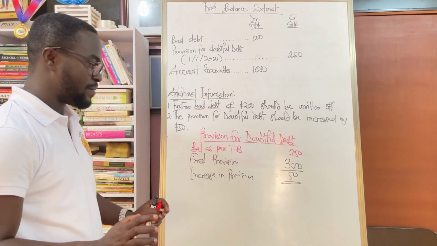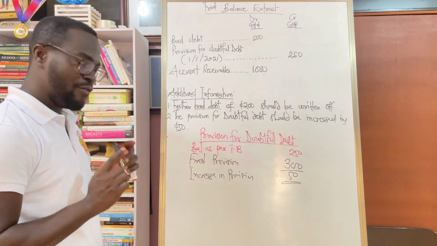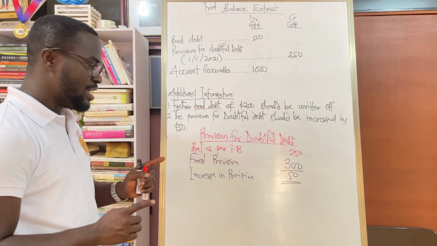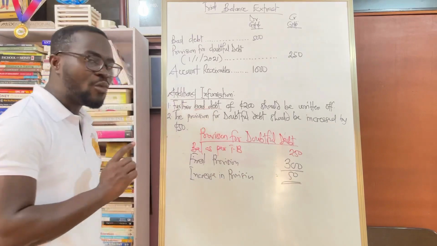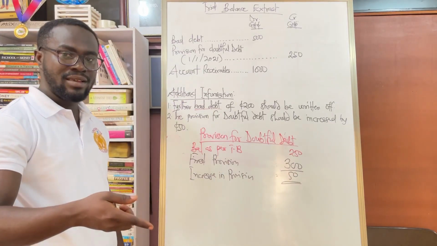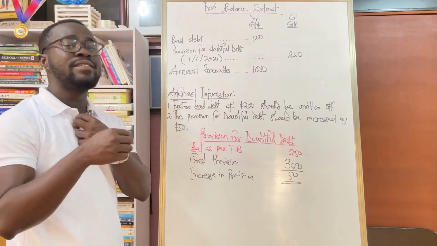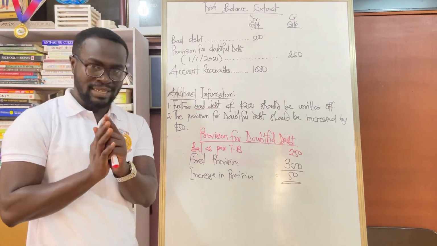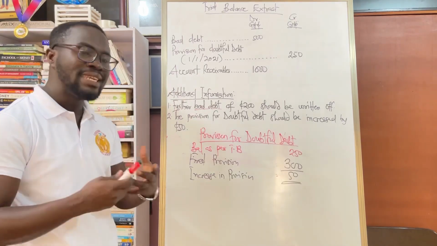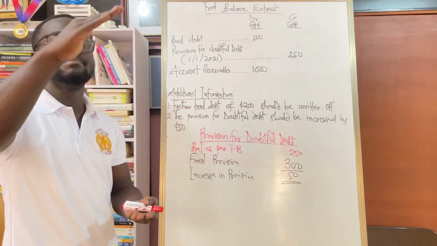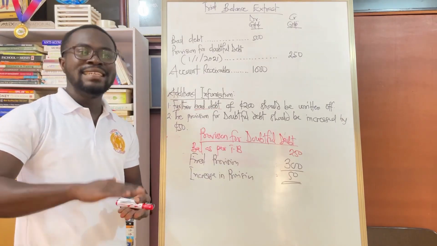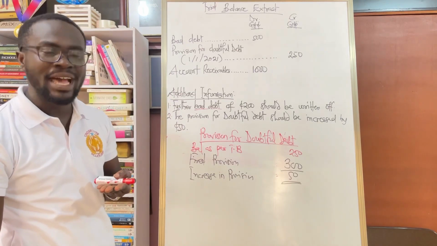I hope you've gotten it. If you go to your income statement, you don't send this 300 cedis. No, it is the increase, because the increase in provision becomes an expense. The reason why increase in provision becomes an expense is that, listen to this: provision itself is a liability. Increase in provision becomes an expense. Decrease in provision becomes an income.